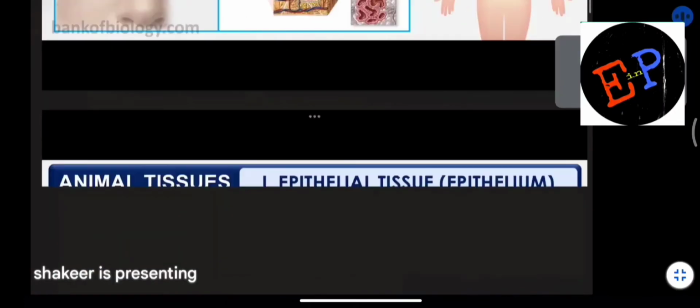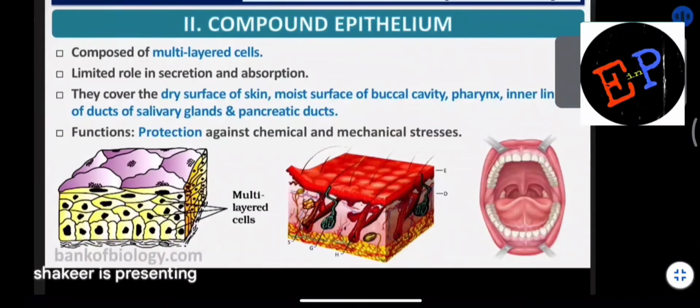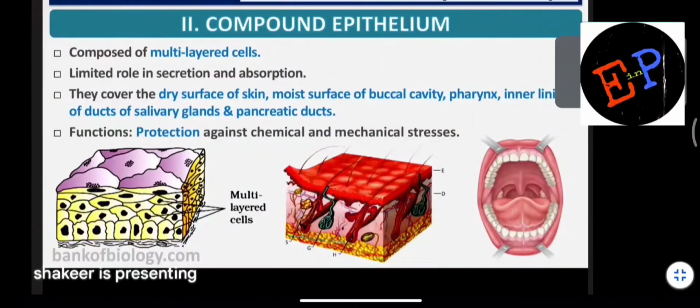Fine? Until now we have studied simple epithelium, and in simple epithelium we have studied squamous, cuboidal, and columnar epithelium. Now we are studying compound epithelium, which is composed of multi-layered cells. That is the meaning of compound. A single layer is called simple epithelium. Multiple layers are called compound epithelium.